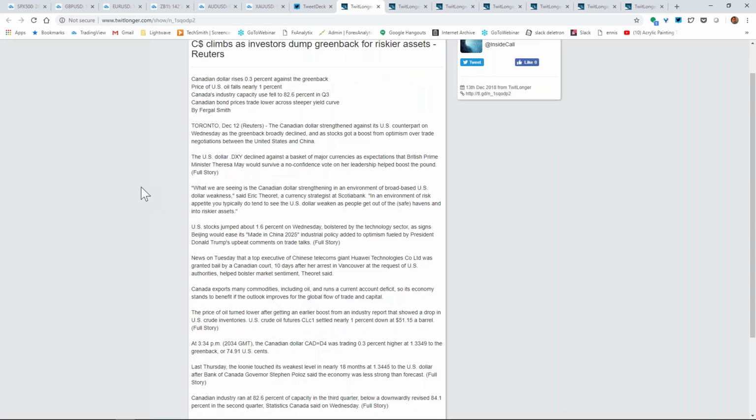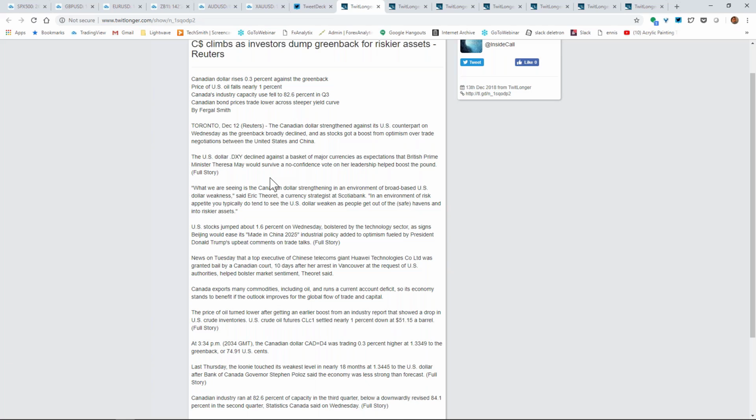The dollar index declined against a basket of major currencies. Expectations that British Prime Minister Theresa May would survive a no confidence vote on her leadership helped boost the pound. What we're seeing is the Canadian dollar strengthening in an environment of broad-based US dollar weakness, said Eric Thierry, currency strategist at Scotia. In an environment of risk appetite, you typically tend to see the dollar weaken as people get out of the safe havens and into riskier assets.